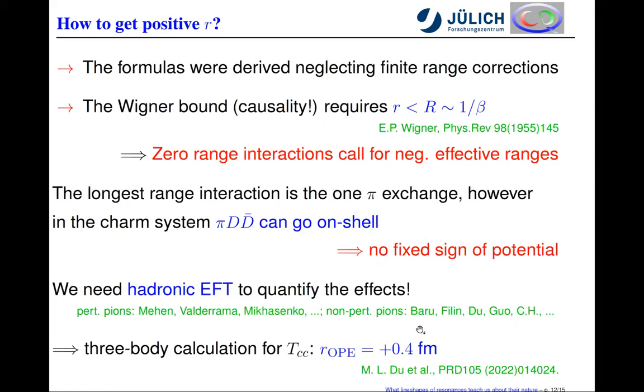And what we can do is we can look at the TCC calculation we've done and published in this paper with or without 1 pion exchange. If we compare the effect of the 1 pion exchange on the effective range, we see we get plus 0.4 Fermi from the 1 pion exchange.